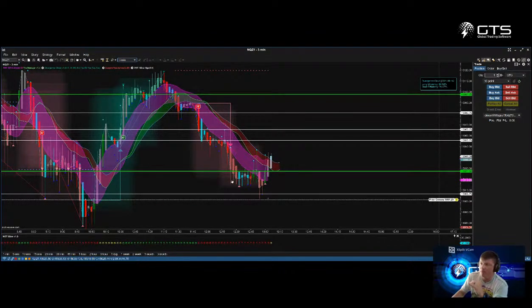The breakdown below, there's another, and this is the psychological level right here, 15,000. 15,000 is just a big, nice round number. That's easy to see on the surface as a place where there's going to be a lot of different kinds of orders sitting. There's going to be sell orders, there's going to be buy orders, and so on. So you're looking at it coming down to 15,000.